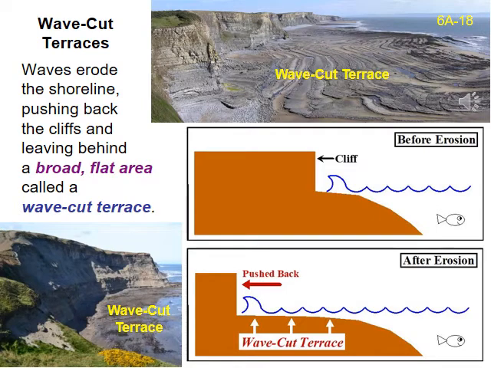Slide 18. Wave-cut terraces and marine terraces. When waves erode a shoreline, they push back the cliffs, leaving behind a broad, flat area called a wave-cut terrace, also known as a wave-cut bench or platform. The waves push forward, not down. Waves cannot erode farther downwards than their orbitals reach. So, the shoreline retreats more and more, but the ocean does not get deeper. The water beneath a wave moves in circular orbitals that only reach down half a wavelength and no deeper.